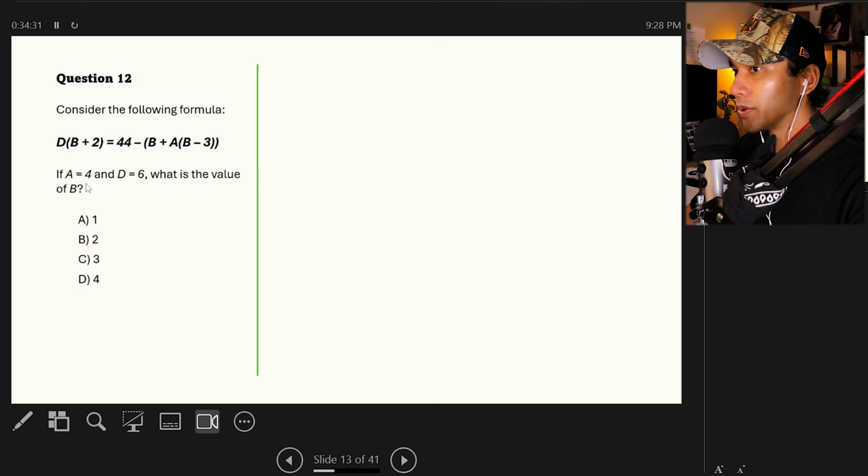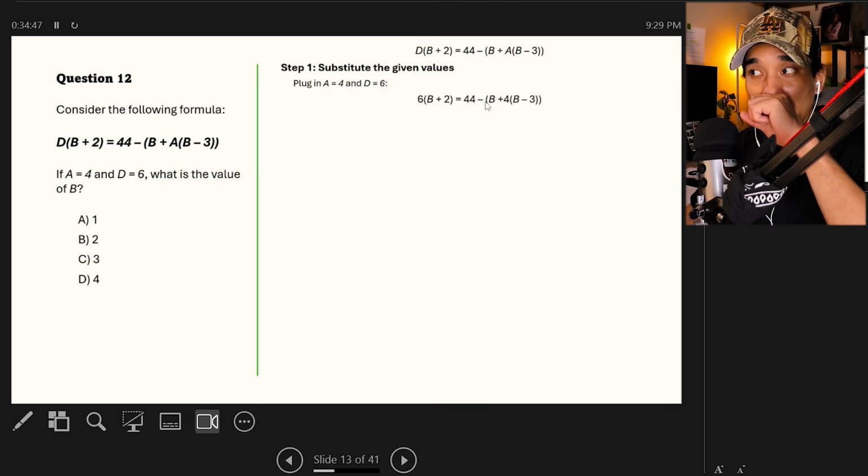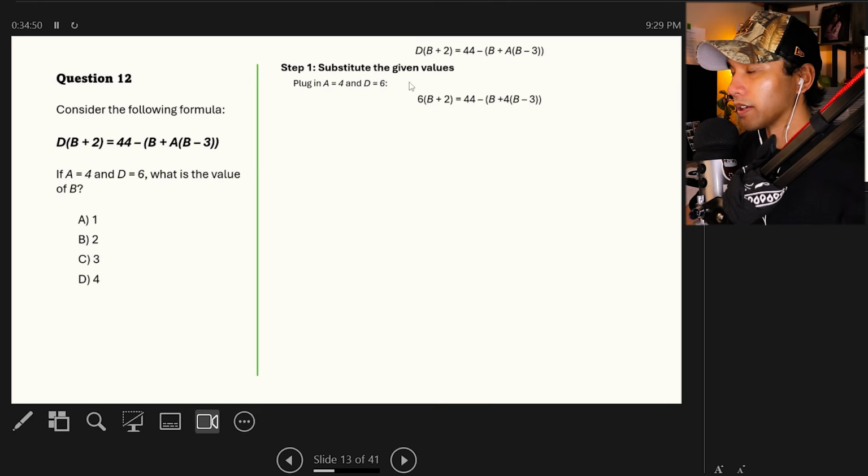Consider the following formula. Again, just do the same thing that we practiced. I would rewrite the equation really quick. 6B plus 2 equals 44 minus B plus 4, B minus 3. Substitute the given values. Because what that does, it really saves you a lot of time when you're figuring out the equation, because all you're really doing is simplifying it to isolate B and finding out B. That's all you're doing.